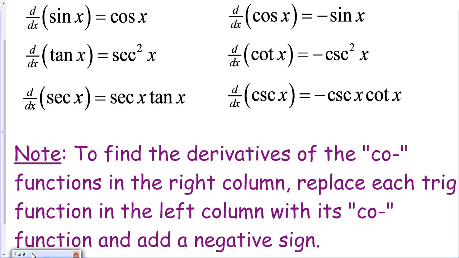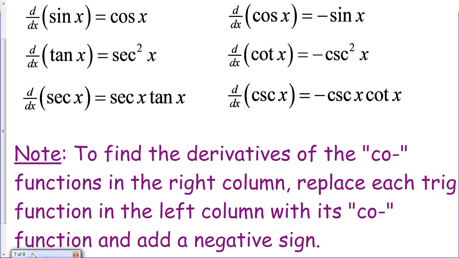Take a look at tangent. Instead of derivative of tangent equals secant squared, replace those with their cofunctions. You get derivative of cotangent is cosecant squared. And same with the third property, you've got derivative of secant of x is equal to secant of x times tangent of x. Replace each of those trig functions with their cofunctions. It becomes the derivative of cosecant is equal to cosecant of x cotangent of x.